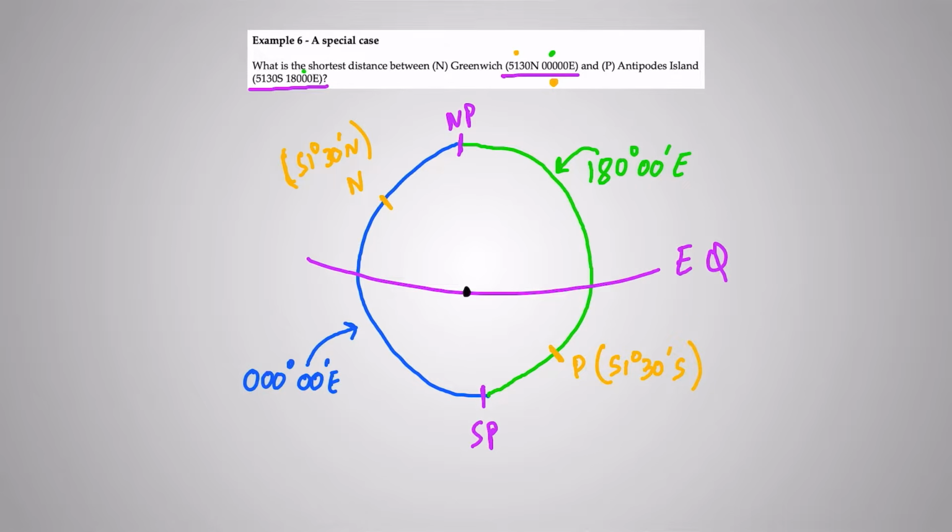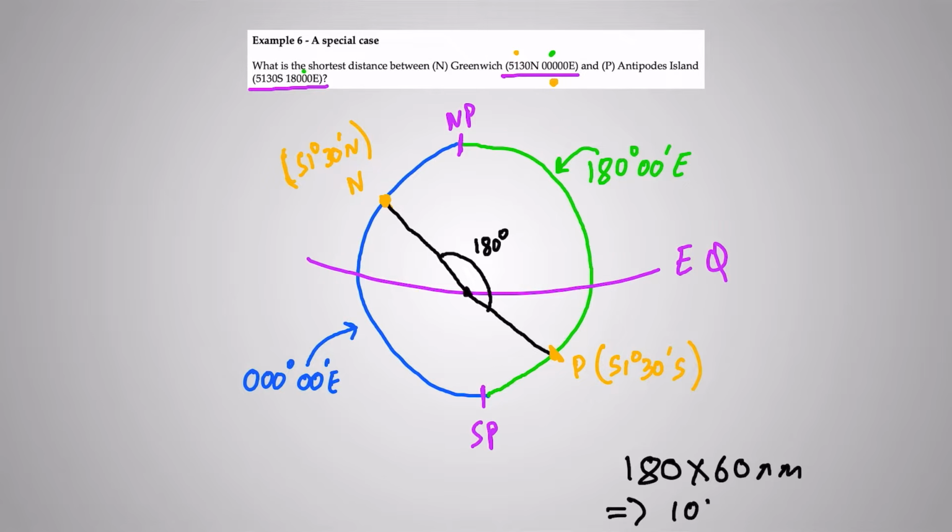Now if I join both of them to the center of the earth, it will be more or less a straight line. And you can see in this also that both of these places are exactly opposite each other. So to find the angular distance between both of these places, it is clearly 180 degrees. And the linear distance will be exactly 180 into 60 nautical miles, which is 10800 nautical miles. So this is the shortest distance between both of these places.